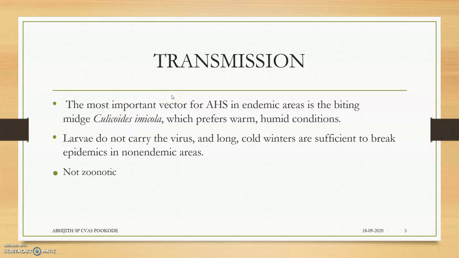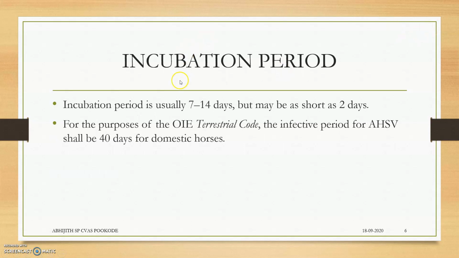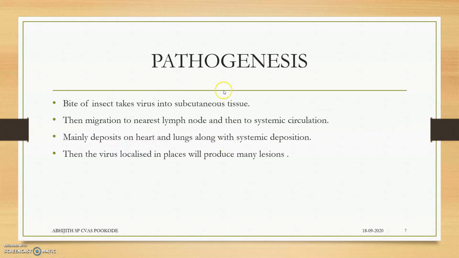We have also learned about the bluetongue virus, which is transmitted by Culicoides and affects large and small ruminants. So here, it is not a zoonotic disease. Incubation period is 7 to 14 days, but OIE considers 40 days for domestic horses.